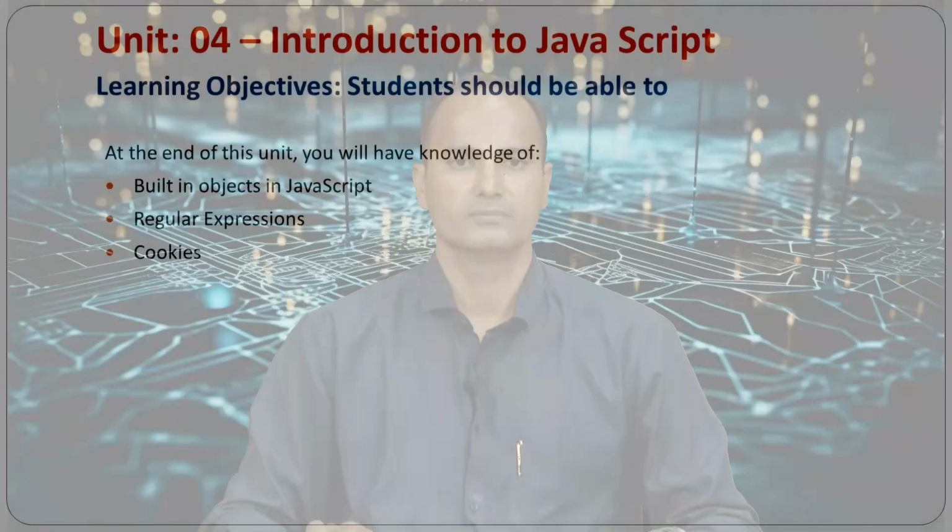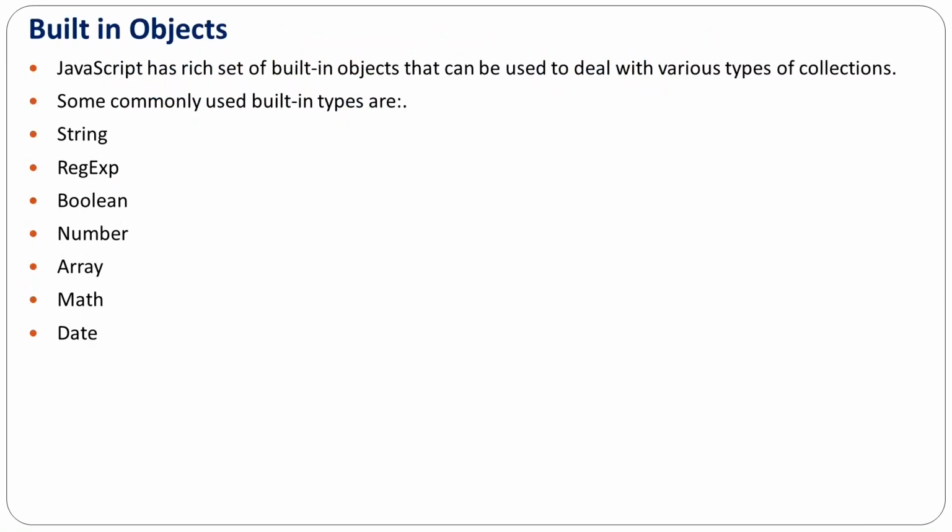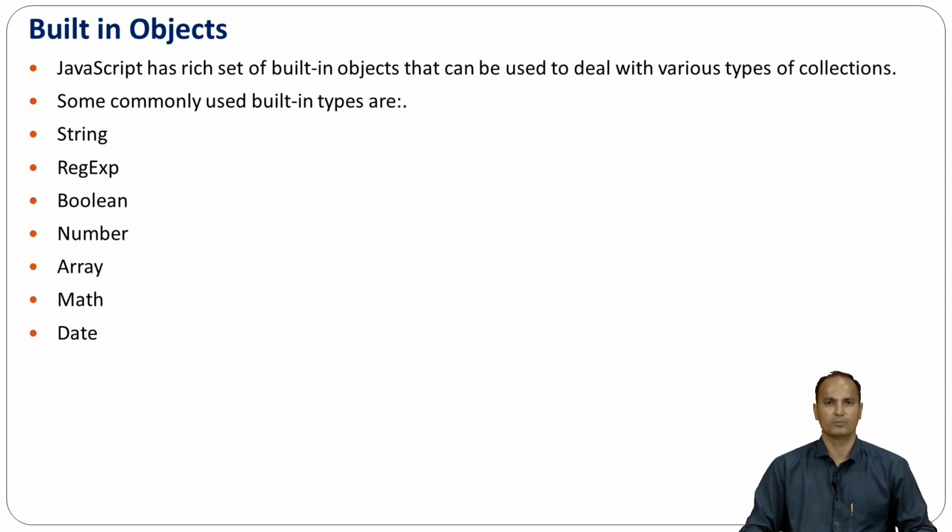In today's sessions, we will talk about various inbuilt objects supported by JavaScript. The inbuilt objects supported by JavaScript are like regular expressions, arrays, boolean, number, date, etc. Apart from that, we will discuss cookie objects and the functionality of cookies in these sessions. So, which are those built-in objects and what is the importance of all those objects?